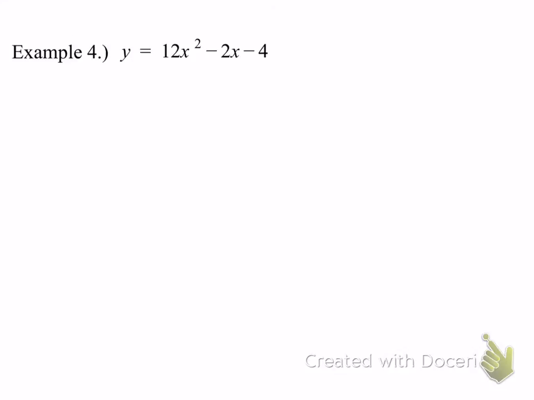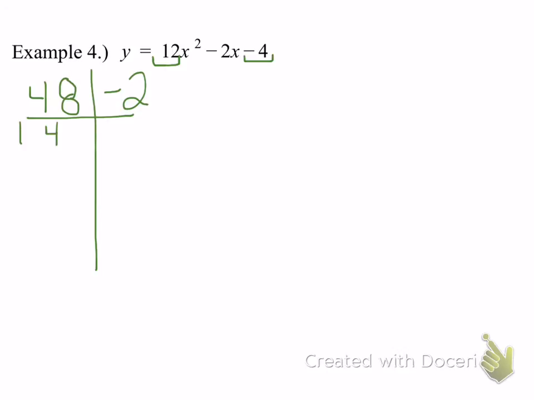So remember, our first step, we need to take our A and our C. So we have 12 and -4. Well, that gives us -48 because you're multiplying. And our goal is for them to add up to -2. So let's see, factors of 48. I have 1 and 48.